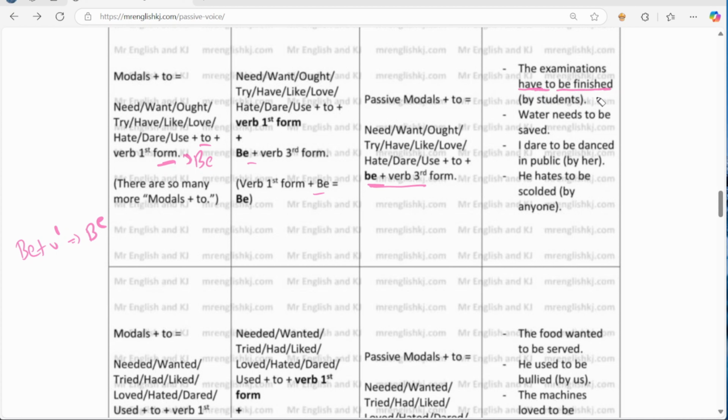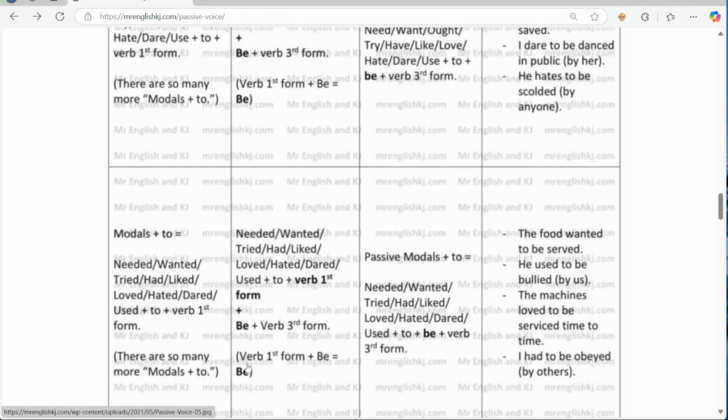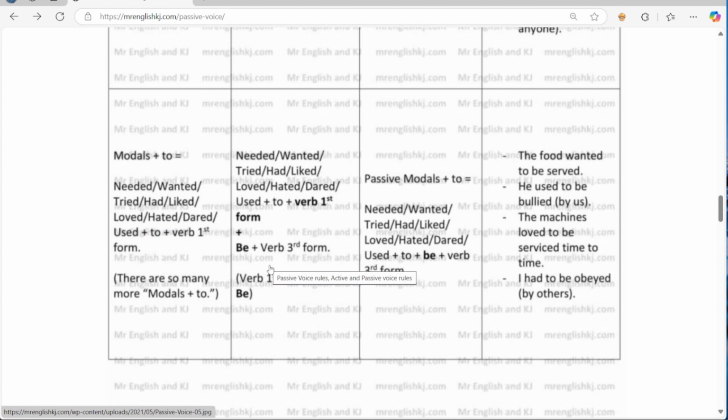The examinations have to be finished. By whom? We don't know the subject. Who will have to finish the exam? Who must finish the exam? But we are just telling that it must be ended. Again I made a passive. It must be ended. Water needs to be saved. Meaning someone, or we are talking about everyone. Everyone needs to save water. Same way you can find it here. These are the same modals, but we are using the past form of them. Meaning to say, in place of have to, we use had to.